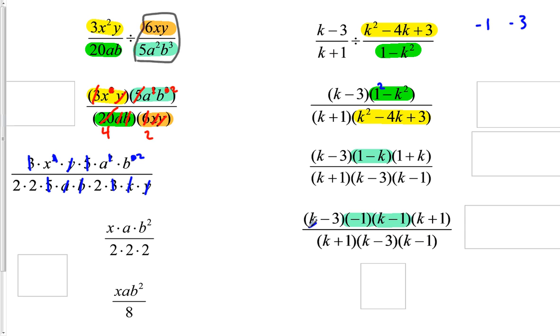A k minus 3 and a k minus 3, those will cross out. With k plus 1, what I did here, I switched the order of these because it's addition. I didn't actually change anything. 1 plus k and k plus 1 are the same, remember. So k plus 1 and k plus 1 are going to cancel out nicely. And k minus 1 and k minus 1 are going to cancel out. And I'm left with only that negative 1 that I added. So that will be my final answer. Negative 1.